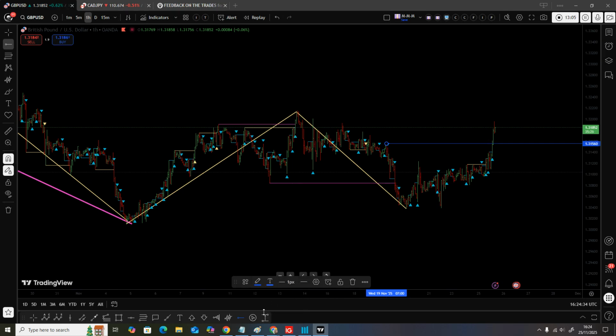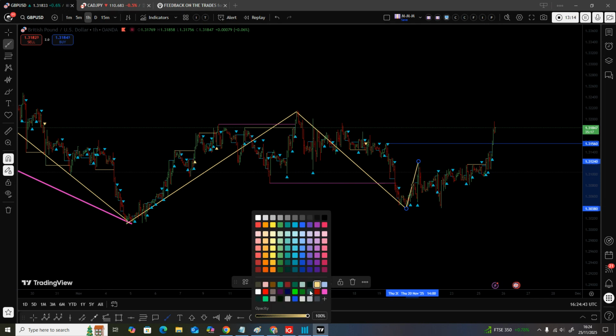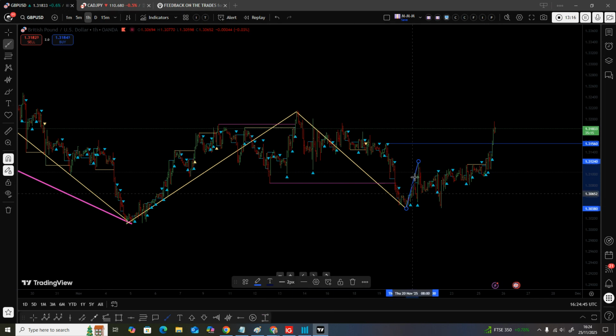Wow. Then we have that one there, followed by a pullback. This actually, is this a lower low? I'll check it in a bit.